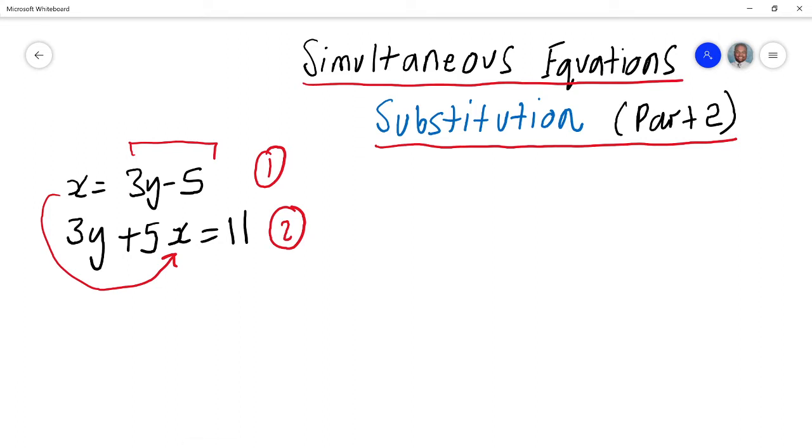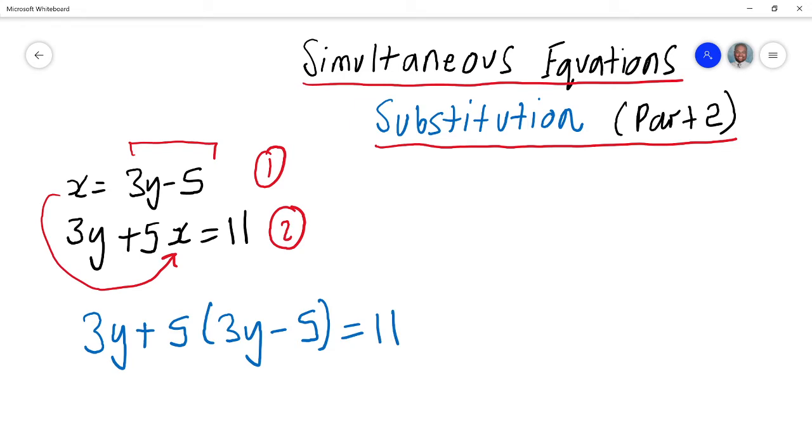All right, so let's now simplify that. So you're going to get 3y plus 5 times (3y minus 5) equals 11. All right, so what have I done? I've literally put 3y here, and I've put 5, and in place of x, I've put 3y minus 5. So what I'll do is I'll just underline that in green just to show you that 3y minus 5, which was the value of x, is actually the substituted value from the first equation. All right, what do we do from there? We're going to be expanding. We've talked about expansion, so if you're not too sure about expansion, please refer to my previous videos.